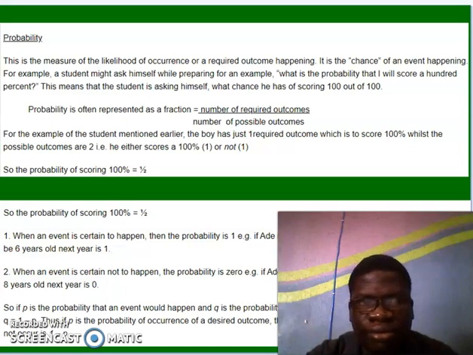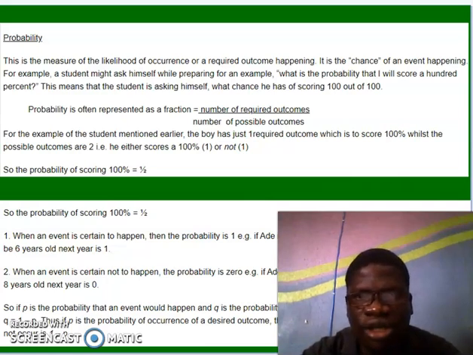For example, a student might ask himself while preparing for an exam, what is the probability that I will score 100%? This means that the student is asking himself what chance he has of scoring 100 out of 100.